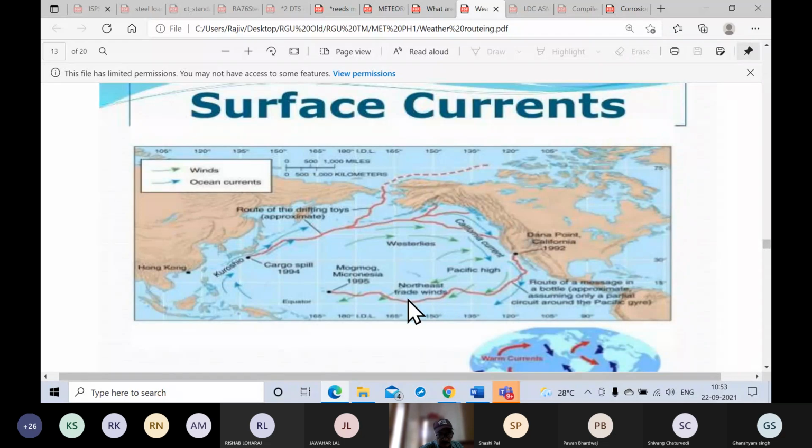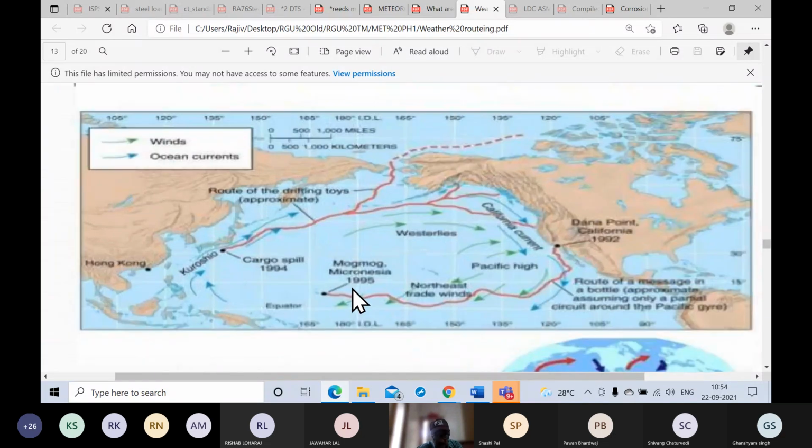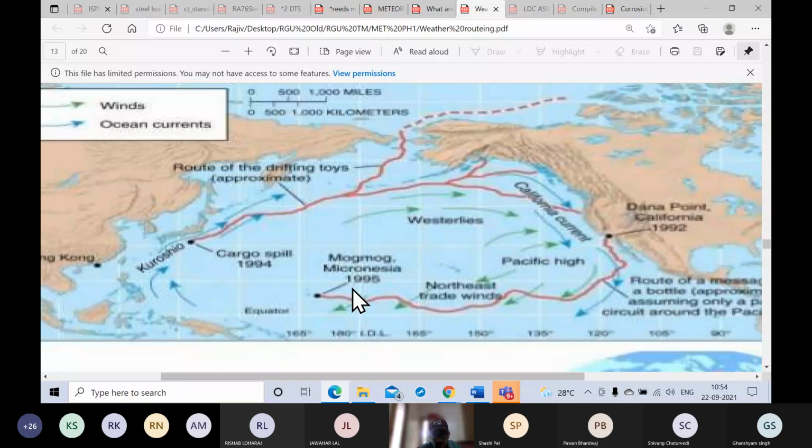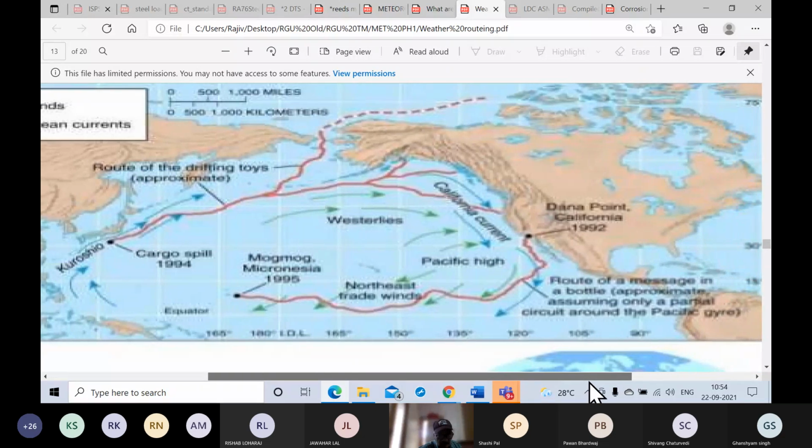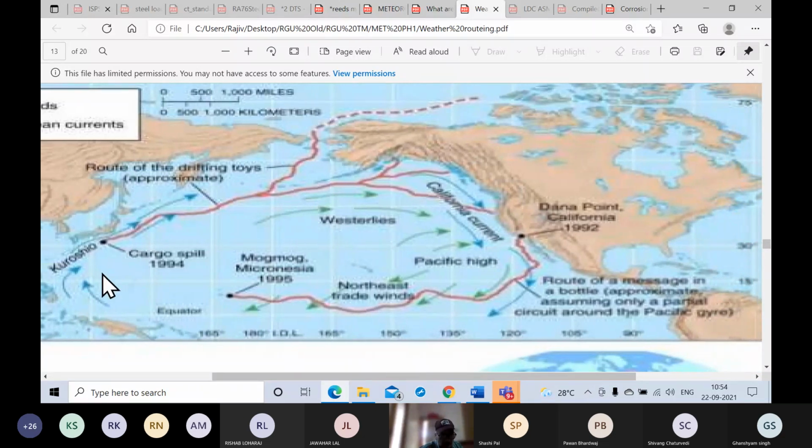This is an example of surface currents along with wind. Let me see if I can zoom in. This one, the one we were talking of, the warm Kuroshio current, can be used, let us say, on a great circle passage across the Pacific to advantage.